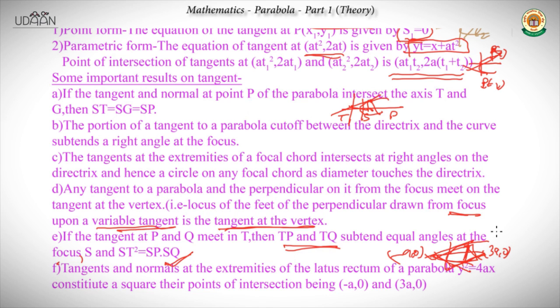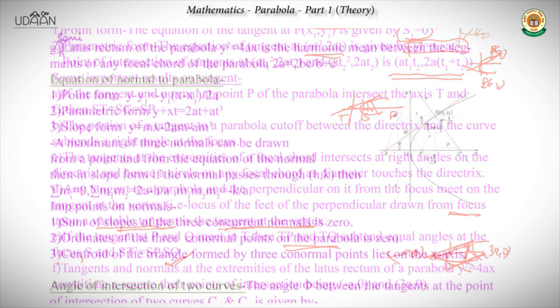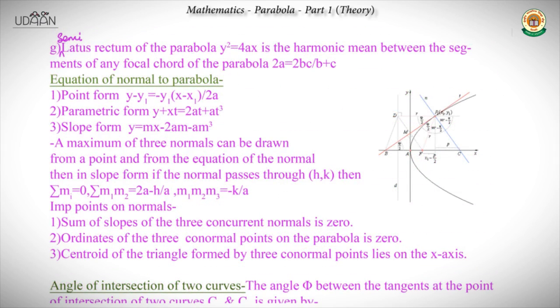So let's conclude the second part of the theory of parabola. We'll start the third part of the theory of parabola. Here we'll study another point. If we take the parabola, and in it the latus rectum, on deriving we get that the length of the semi-latus rectum of the parabola, which is 2a, is the harmonic mean between the segments of any focal chord.